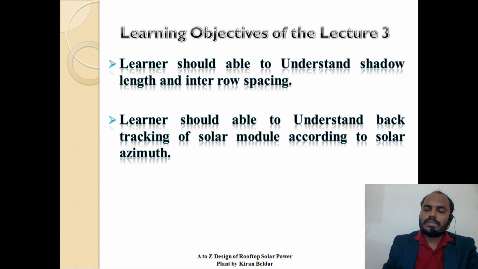The learner should be able to understand shadow length and inter-row spacing. The learner should be able to understand backtracking of solar modules according to solar azimuth.